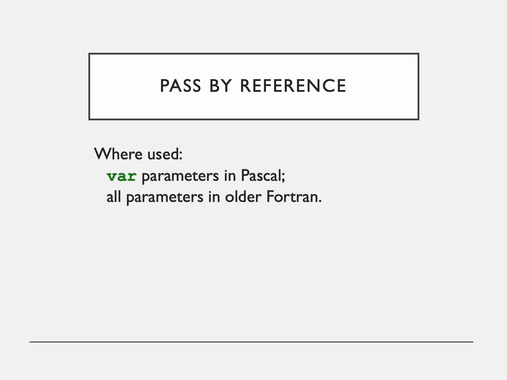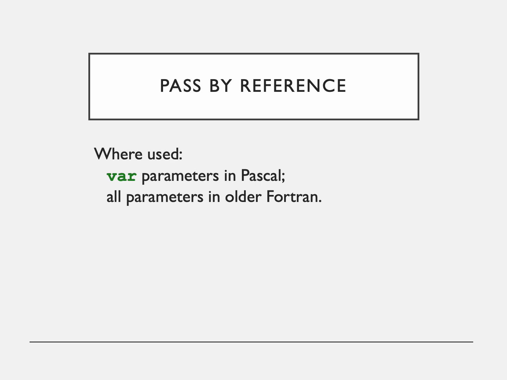So, in pass by reference, instead of passing a copy of the variable's value, the subprogram receives the address or reference of the variable. This means that any changes made to the parameter within the subprogram affect the original variable.